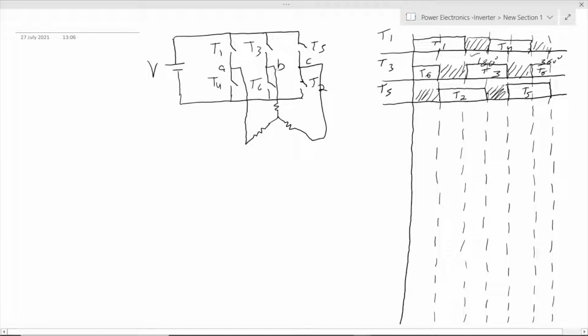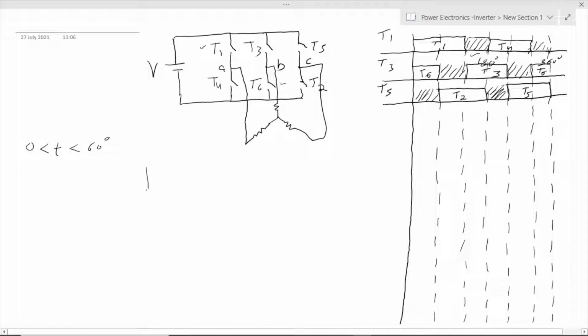Okay. So just see from 0 degree to 60 degree. T1 is operating from the upper switches, and the other is T6. T6 is from the lower switch. Just two switches, one from above and one from lower switches. So here only two phases are connected at any given time. So let us analyze for time from 0 to 60 degree.